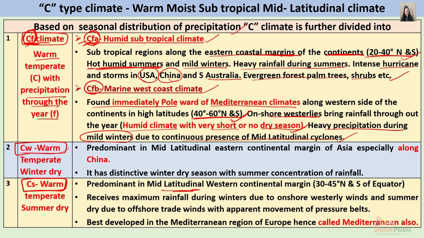The other category is CW type of climate, where W is winter dry. So these regions do not receive rainfall during the winter season, and most of the precipitation is concentrated in 5 to 7 months during the summer season. And this is predominant in mid-latitudinal eastern continental margins of Asia, especially along China, along the eastern margins, and it has a distinctive winter dry season with summer concentration of rainfall.